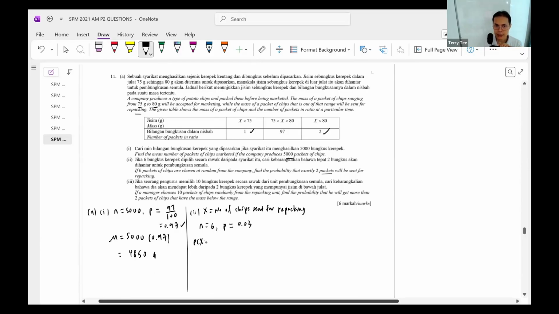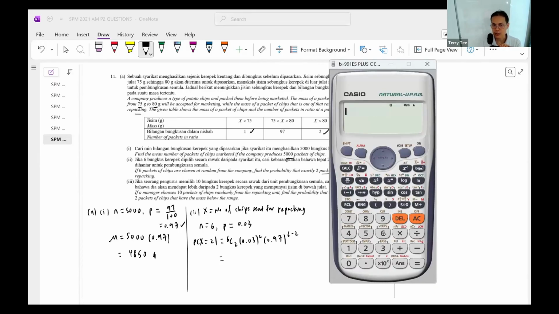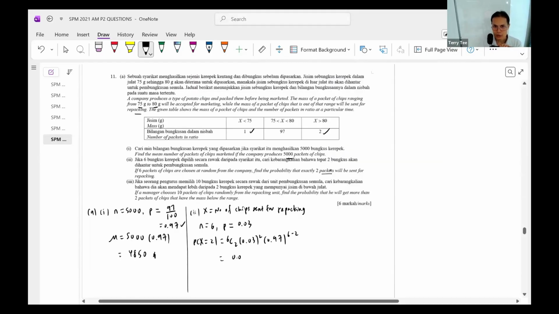So what is the probability that exactly 2 of them are sent for repacking? Answer: 6 choose 2, p power 2, q power 6 minus 2. Now you can type in the manual way, or you can use the other calculator. I'll show you this first, then I'll show you the other calculator. 6C2, 0.03 squared times 0.97 power 4. This will give us a very small number, 0.01195. Okay. All right. This is Roman 2.